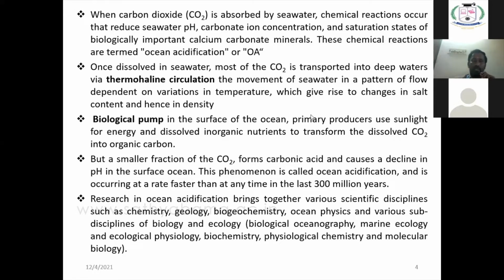There are two major factors which also impact ocean acidification in terms of carbon dioxide diffusion into the seawater. The first is thermohaline circulation, and the other is the biological pump on the seawater surface, in terms of the primary producers, for example phytoplankton, which contribute very much to the carbonate system. So ocean acidification brings together various scientific disciplines such as chemistry, geology, biochemistry, oceanography, and ecology.